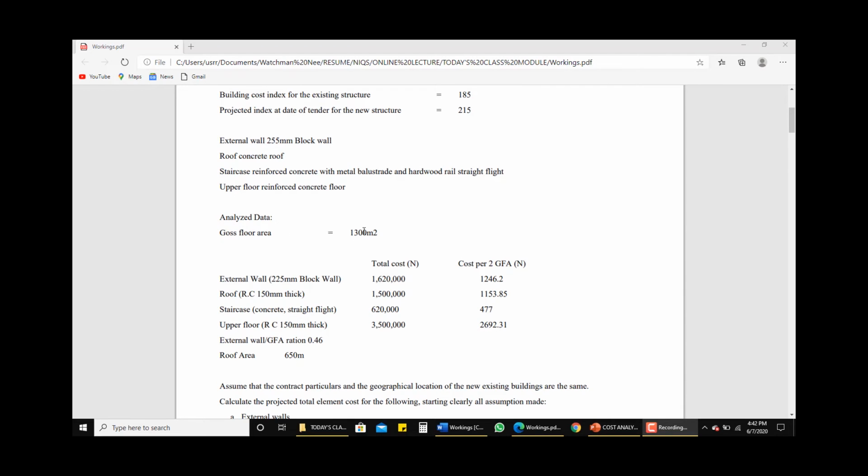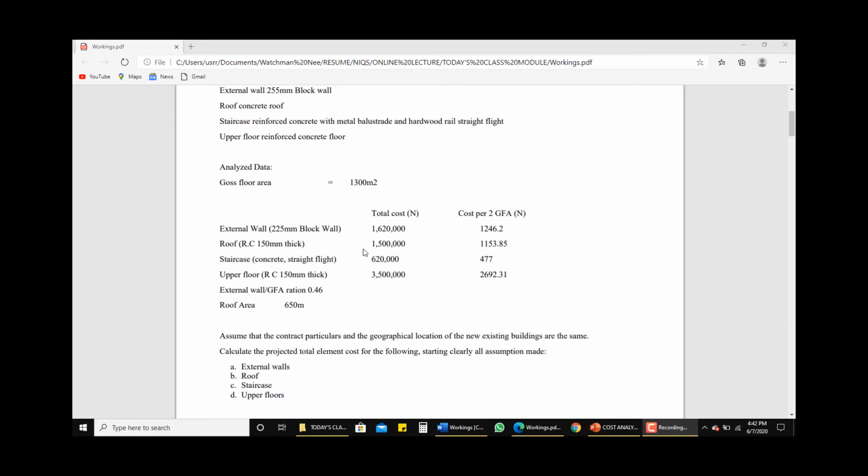So the gross floor area for the existing structure is 1,300 square meter, and we have the cost information for the existing structure, the external wall is 1,620,000 naira, and we divide this total cost by our gross floor area. It gives us the cost per square meter for that particular element, the external wall.